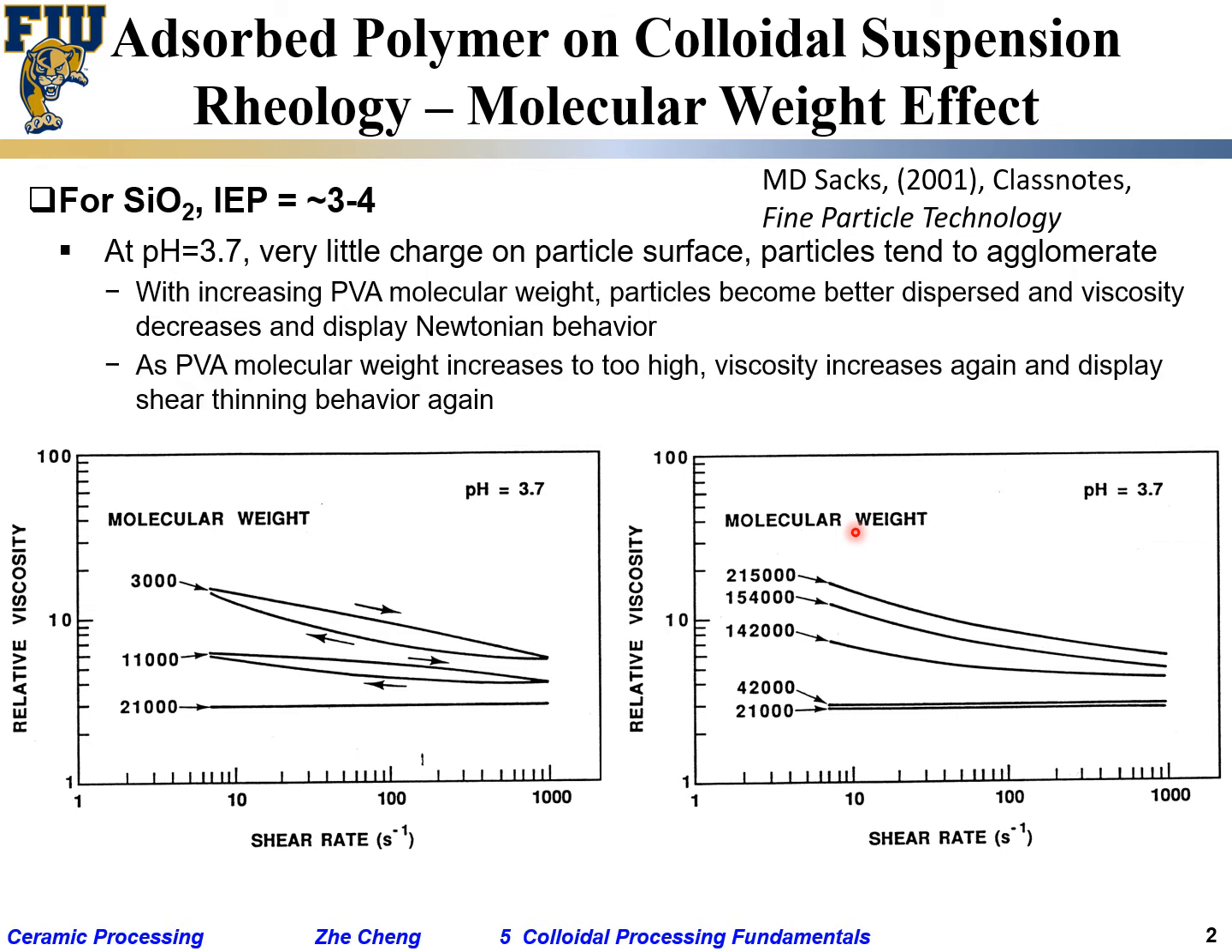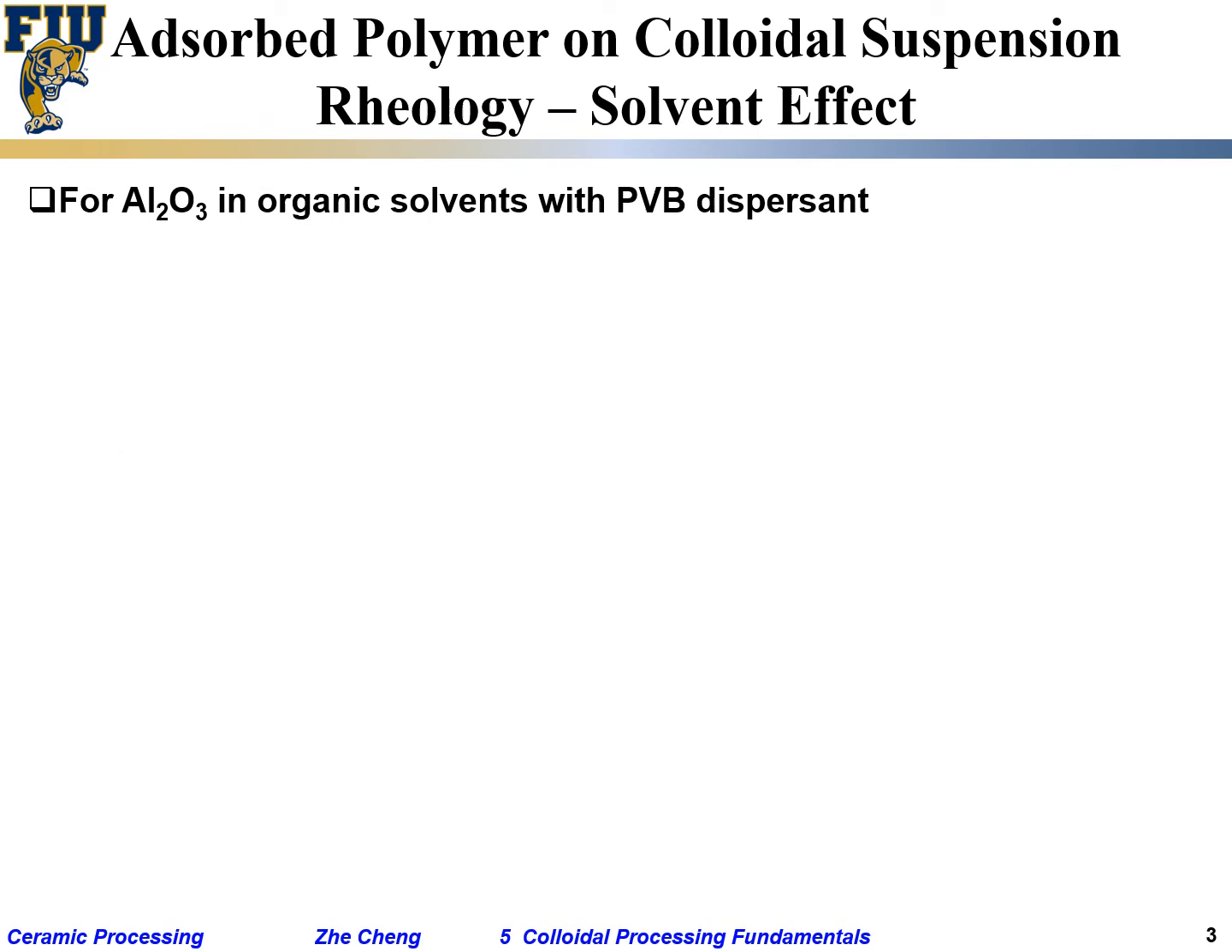Increase to too high, viscosity increases again and displays shear thinning. You may not be able to remember all this, but the principle is that these are the knobs roughly I can turn. But for any of these knobs, for most of your optimal processing, you don't want to turn it all the way to one end or all the way to the other end. Make sense? In any material processing, there will be compromise. Okay, let's continue a little bit.